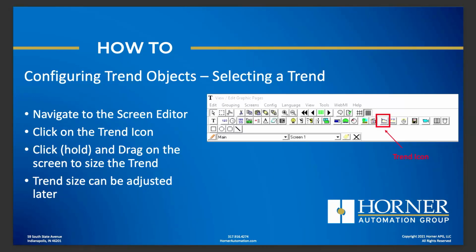Okay, let's talk about how you configure a trend. We'll start with going to the screen editor. Trends are graphic objects. You have to go to the screen editor to use them. You'll click on the trend icon, which I'm showing there here on the screen, and then you use your mouse to click, holding it down, and then dragging on the screen to size the trend, how big you want it to be. Now keep in mind, once you've dropped that trend object on the screen, you can resize it without any problem later.